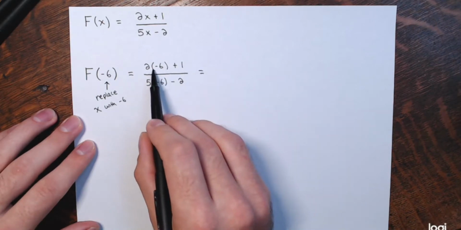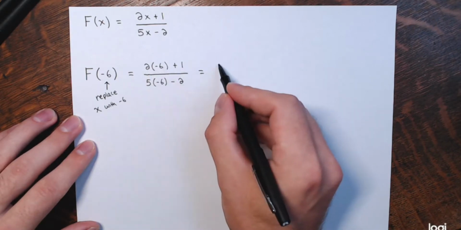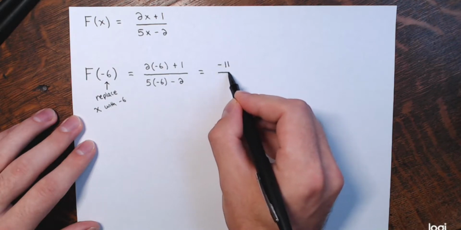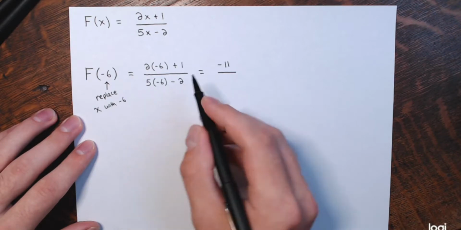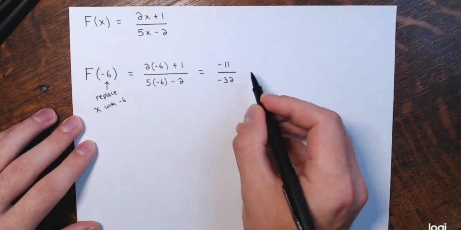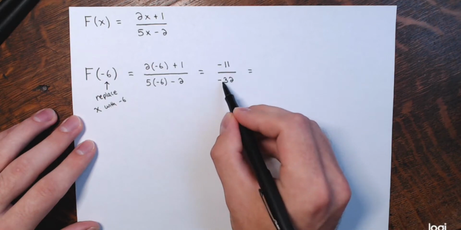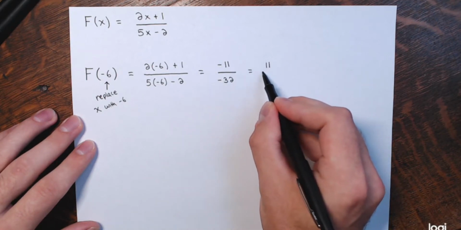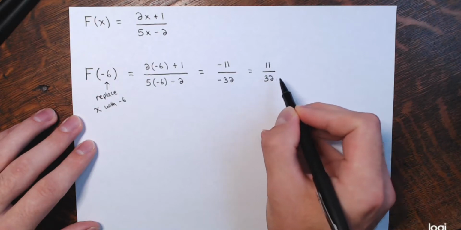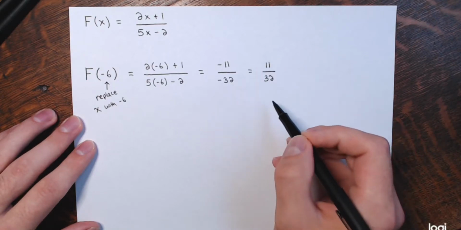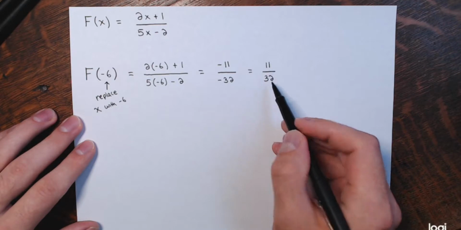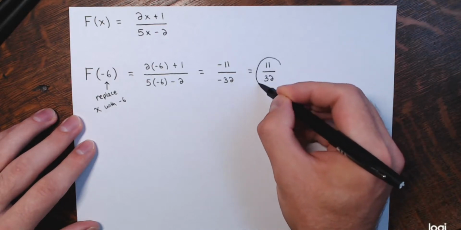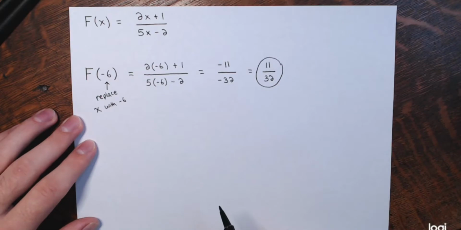Now the numerator would simplify to -12 plus 1, that'd be -11, over the denominator, -30 minus 2, that's -32. And remember, a negative divided by a negative is a positive, so this is positive 11/32. And they ask us to enter the answer as a reduced fraction. 11 does not go into 32 evenly, and 11 is prime, so these have no common factors. This is what I'm going to be entering, 11 32nds.